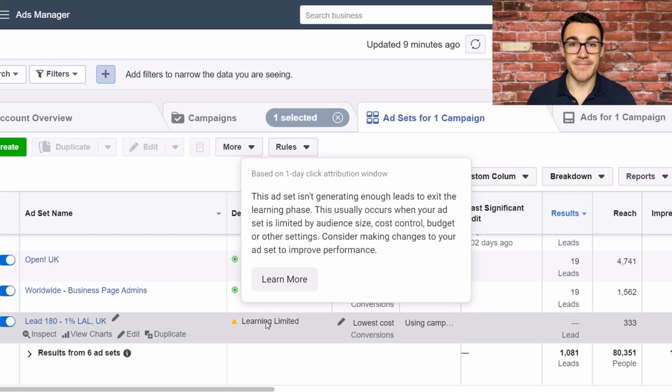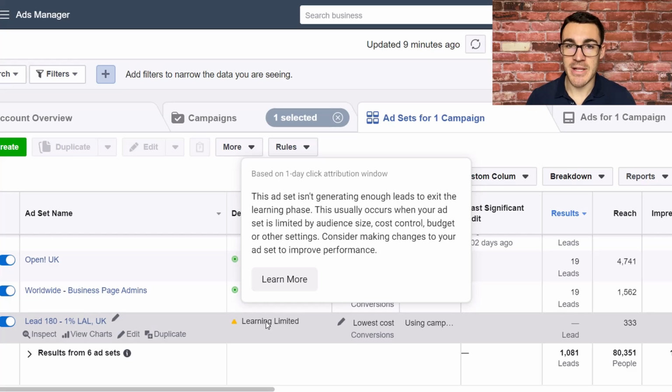Obviously, it's not ideal. In an ideal world, you would want to be generating enough conversions to not be learning limited, to go through the learning phase, and have a fully functioning campaign. But depending on your budget, depending on your audience size, that may not be possible. That's not necessarily something to really worry about.